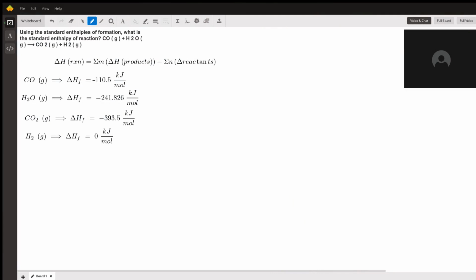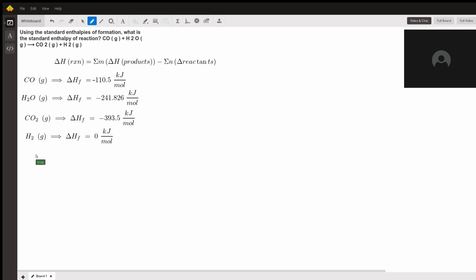To solve this problem, you will first need to look up the standard enthalpies of formation for each of your substances in this chemical reaction. These values can generally be looked up in the standard enthalpy values table provided at the end of your textbook in the appendix section. To save time, I have already pulled the values for you. And next, what you will need to do is plug these values into the standard enthalpy of formation equation for a reaction.